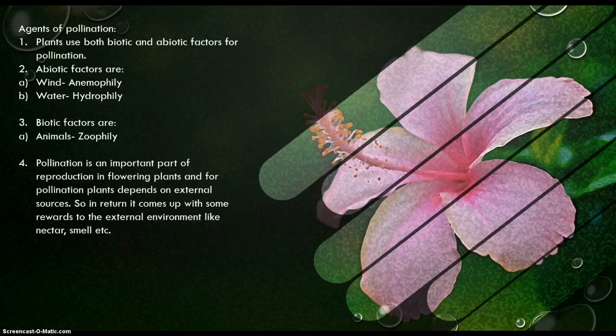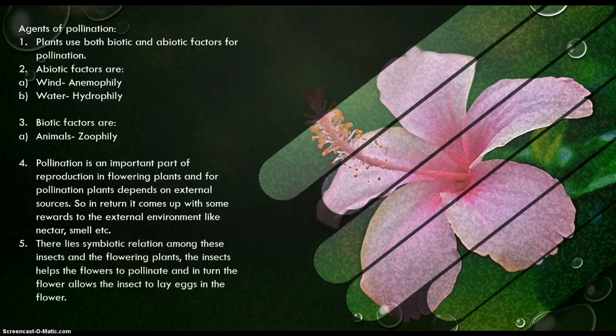Pollination is a very important part of reproduction in flowering plants, and hence, to help this process, the external environment helps the flowers. Flowers in return give them some rewards, known as floral rewards, like nectar or nice smell. Flowers also have a symbiotic relationship with insects. The insects help the flowers pollinate, and in turn the insects can lay their eggs inside the flower.